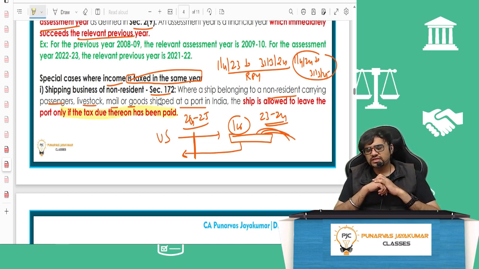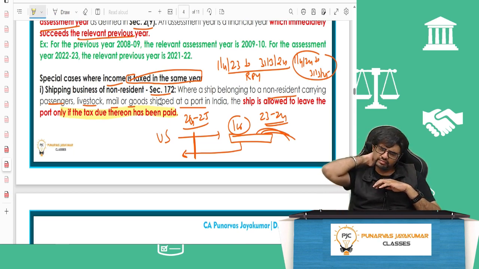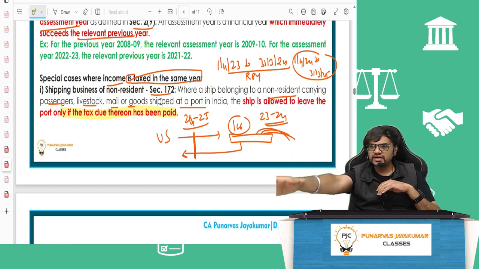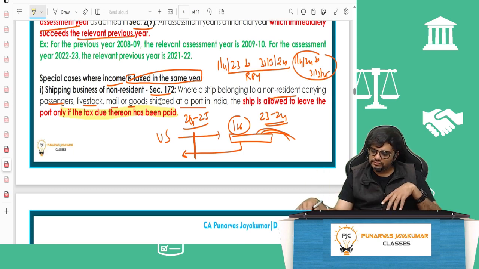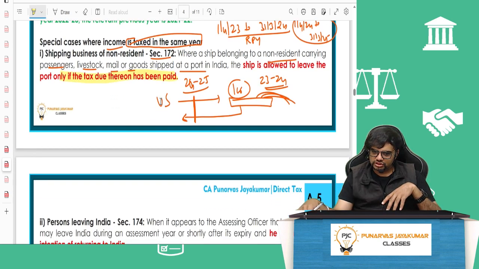24/7 tax units are there in all the ports. The moment you enter India, you dump everything. You want to exit India, kindly pay tax and get out. Because I don't know next year if you are coming, not coming, I don't know. Section 172: shipping business.